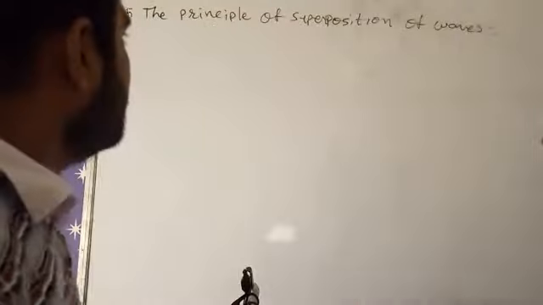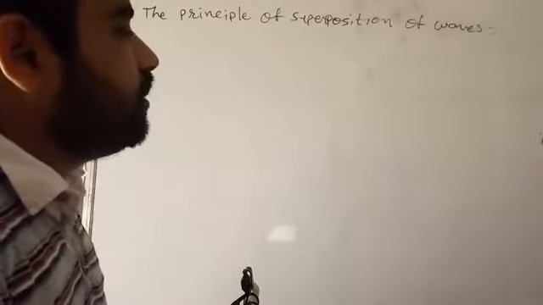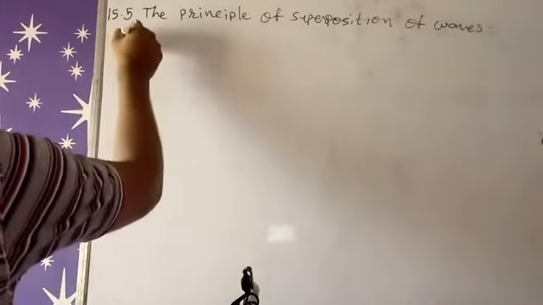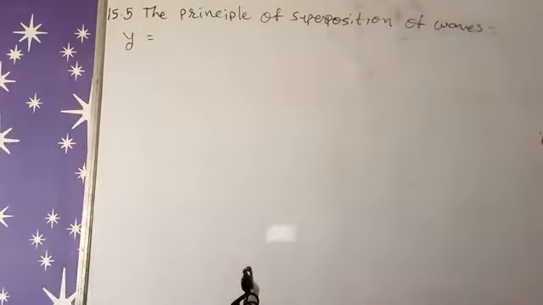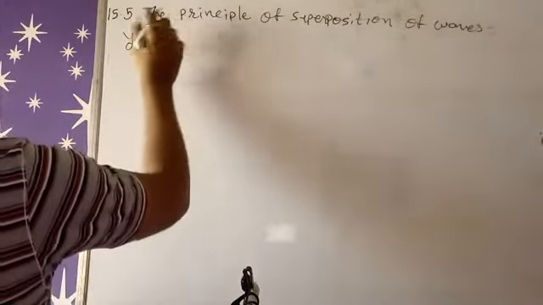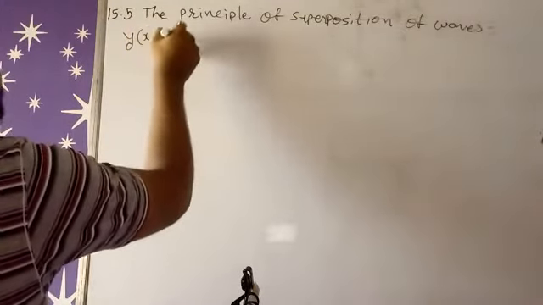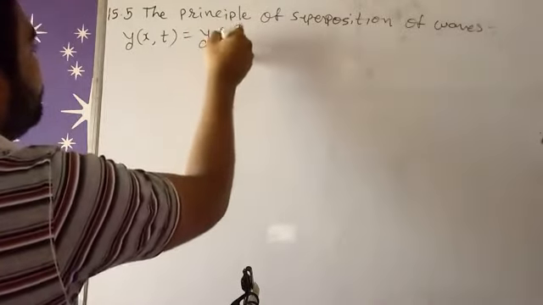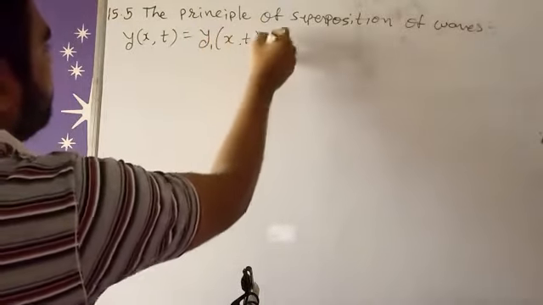Now our topic is the principle of superposition of waves. So the equation starts from y = y(x,t). If we have one wave which depends on position as well as time, then y(x,t) is equal to the summation of two different waves, y1 and y2.